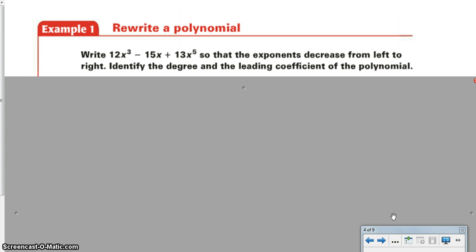So take a look at this polynomial, stop the video, and follow the directions. And let's see how you do.